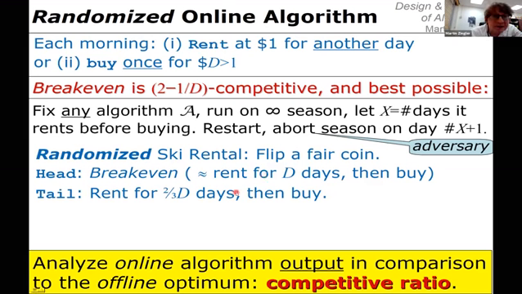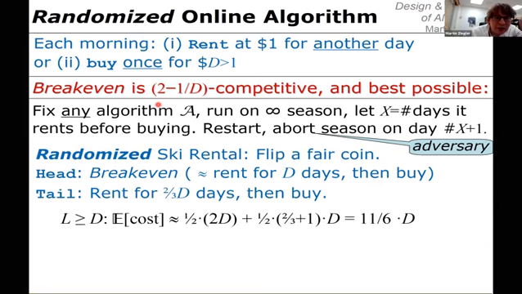Now let's analyze the expected competitive ratio of this randomized online algorithm, combining, as I said, two paradigms. In order to determine the competitive ratio, we need to consider the two possible cases: the algorithm's coin flip comes up head or comes up tail. That's the only kind of randomized choice that the algorithm makes, just one coin flip. And in the former case, what is the cost? Well, again, we have to consider three cases about the length of the season.